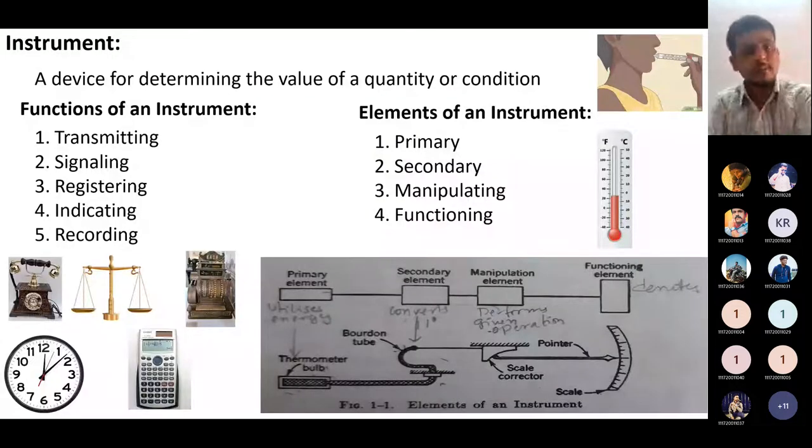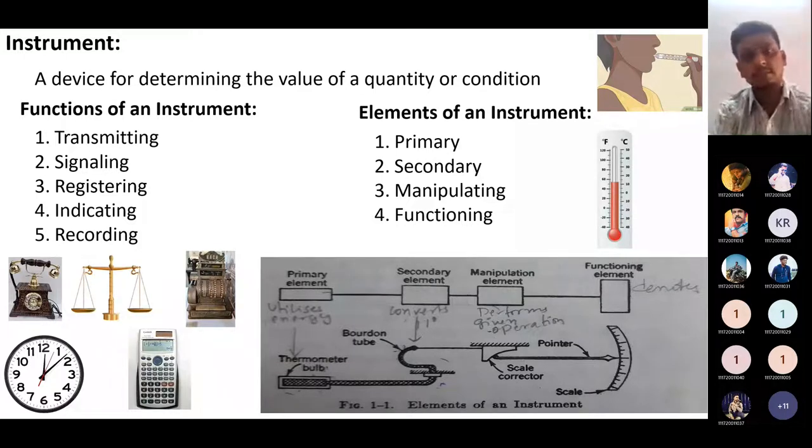So what is the instrument? An instrument is nothing but a device for determining the value of a quantity or condition. We need to determine something using that particular instrument. So a measuring instrument is simply a device to determine a value or a quantity or a condition of a particular measurable variable. To perform that measuring operation, we need certain instruments. For example, a scale is also one instrument. If you want to measure the length or breadth of a rectangle, triangle or something like that, the scale itself is an instrument.